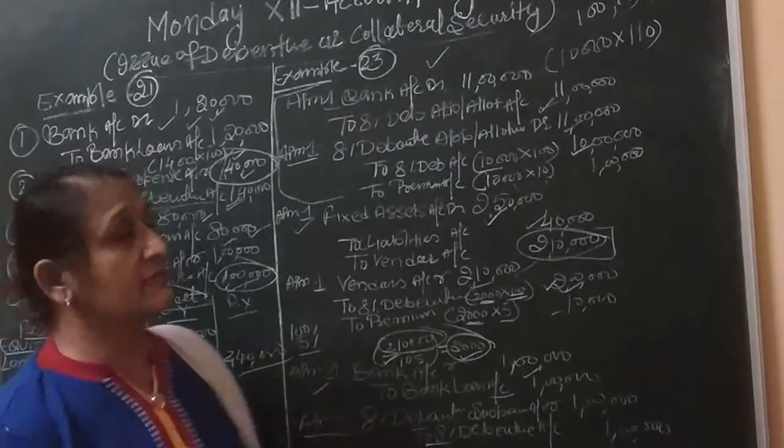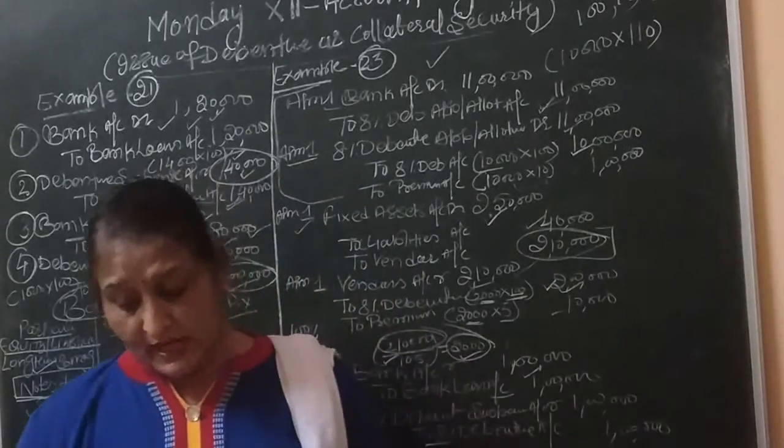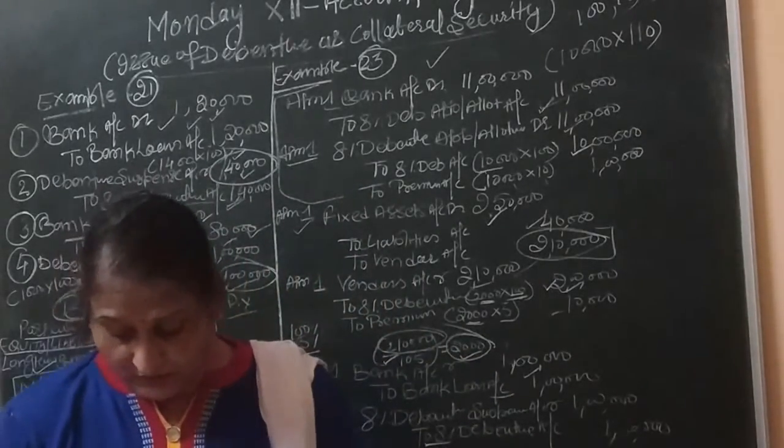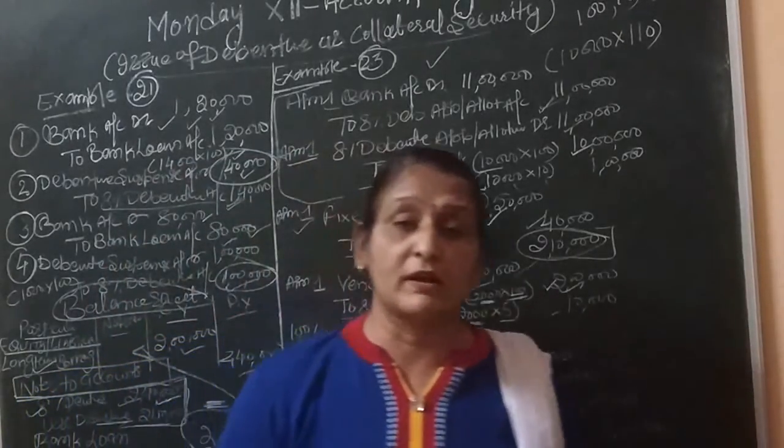So student, this was the concept of issue of debenture as collateral security. Now you are able to do your back exercise questions up to question number 24. This is your homework also. Thank you.